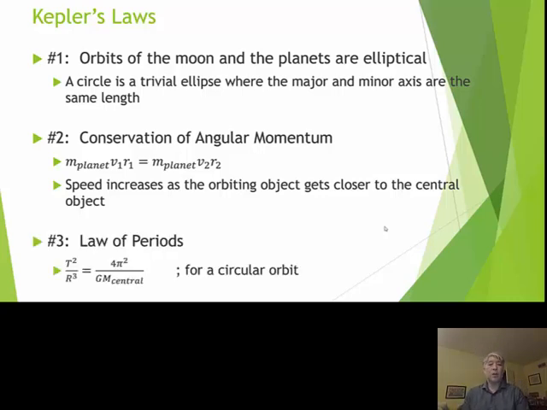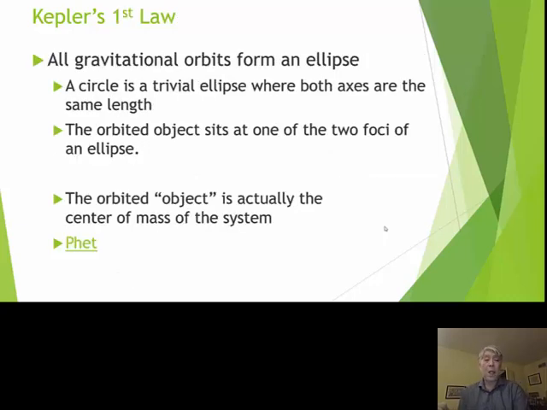The last one is the law of periods, where T squared over r cubed, where T is period and r is the radius of orbit, is going to equal 4 pi squared over GM. Okay, and we'll see the derivation for that, and it's important to learn that derivation. It's relatively simple and makes a lot of sense, but you do need to know how to do that.